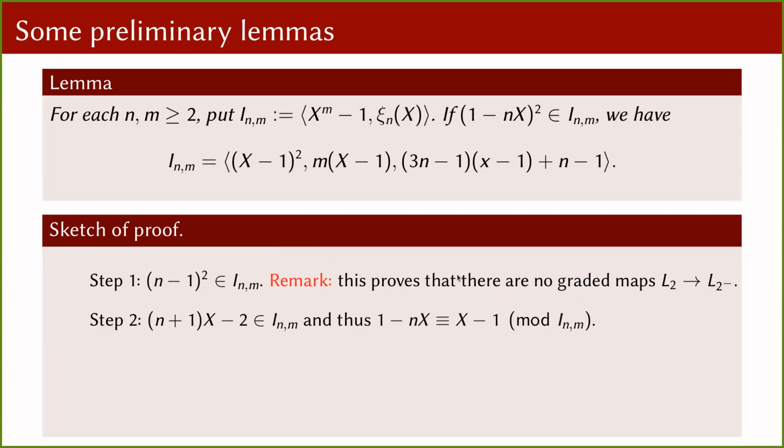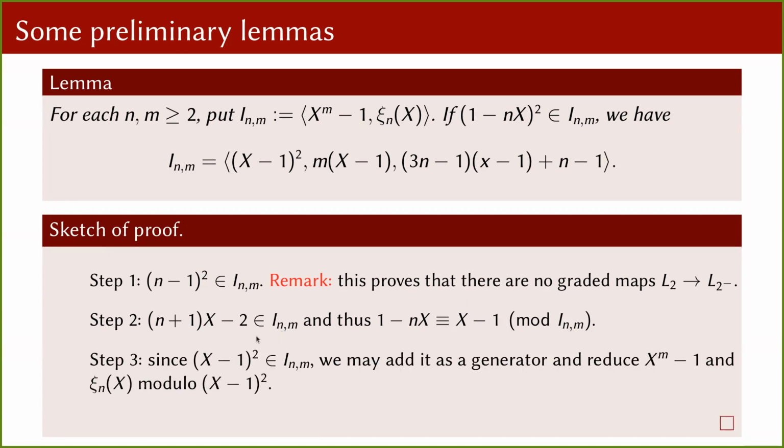Then the step 2, the strategy is similar, and what matters is that in the same fashion, one can show that 1 minus nx, so there are no squares here yet, is the same as x minus 1 modulo this ideal. But now, if we assume that this one squared is 0 modulo this ideal, then the same should happen for x minus 1. So what we get is that x minus 1 squared is in the ideal. And that already shows the result, because if x minus 1 squared is in the ideal, then we might add it as a generator for free, and then we reduce the other 2 generators by x minus 1 squared, and that's what gives the presentation here.